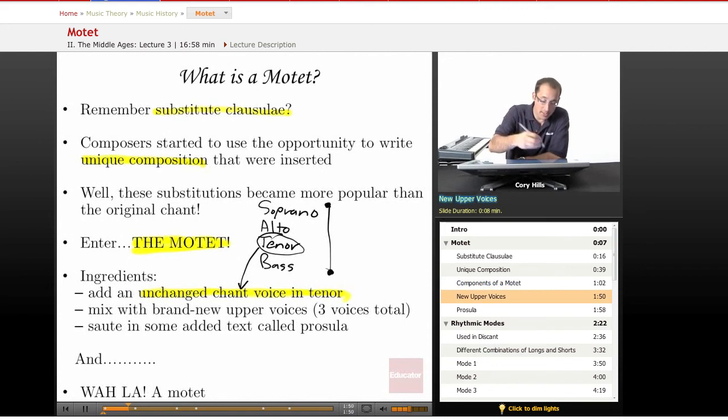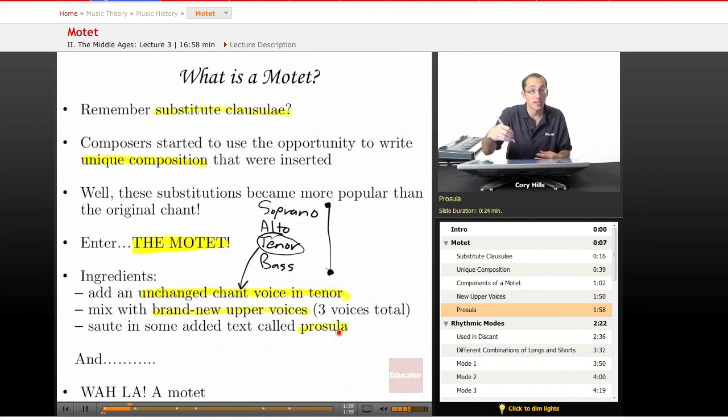Now, you mix in some brand new upper voices and one lower voice. Then you saute in some added text called a prosula. And so when you put all of these together, you get an actual motet. So you still have elements of that original chant because in that tenor, you have the original chant unchanged. But then your other voices are new. You composed them, you thought them up. You also added some text, possibly in a different language, which is called the prosula, and then you end up with this motet.